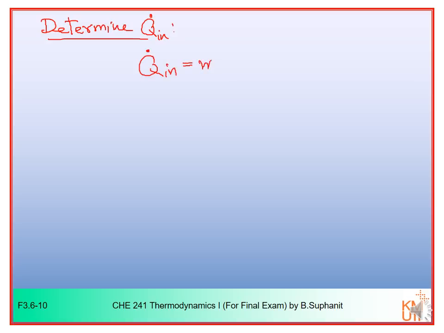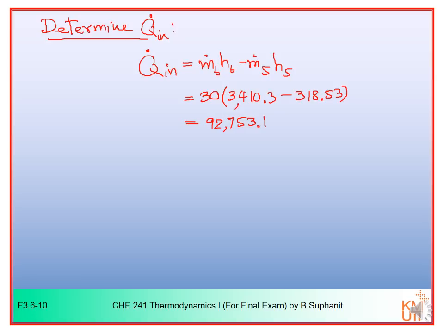Q in would be M6 H6 minus M5 H5. Okay, M6 H6 minus M5 H5. You can substitute the value 30 multiplied by H6, which is 3,410.3, minus H5, 318.53. Okay, so the heat requirement for this cogeneration system would be 92,753.1 kilowatt.